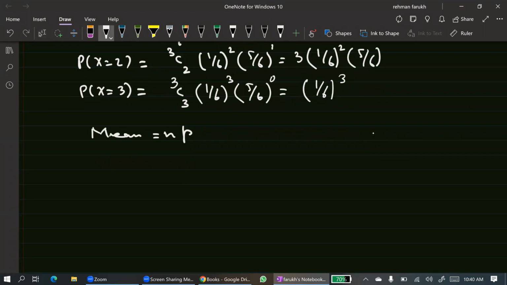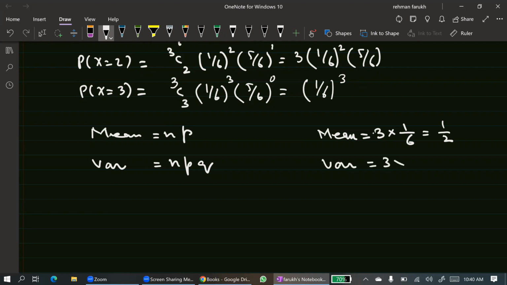Simple. And the variance of the binomial distribution is npq. Now, for the above question, the mean is np, where n is 3 and p is 1 by 6, so the mean is 1 by 2. And the variance is npq, that is 5 by 12.